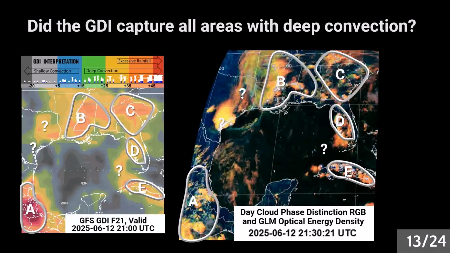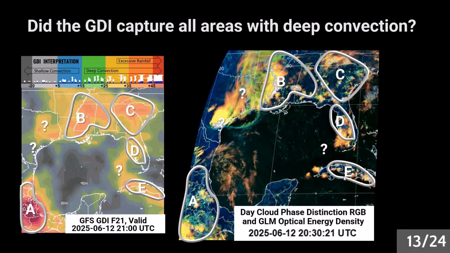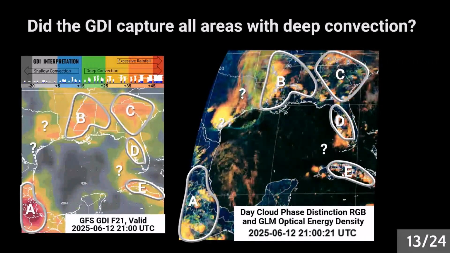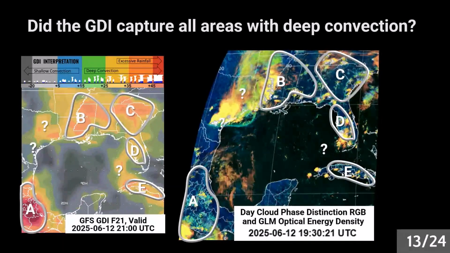But the index is not perfect, and it also depends on the data it's calculated on. In this case, we're using the GFS. So if the GFS is wrong, the index is going to be wrong.